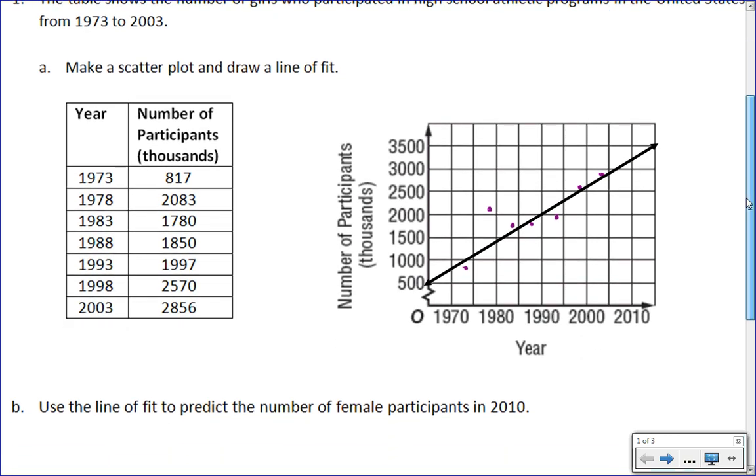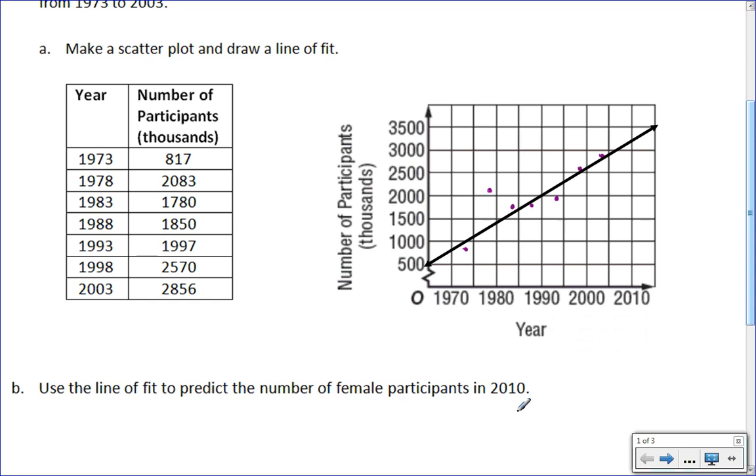Alright, for part B, we're going to use the line of fit to predict the number of female participants in 2010. So use the line that we've drawn. We'll find 2010, we'll go all the way up here, and we see that it's between 3,000 and 3,500, a little bit closer to 3,000. So halfway between these two would be 3,250, and this is just a little bit below half, so maybe 3,200. And this is in the thousands, so this would be 3,200,000, so 3.2 million.